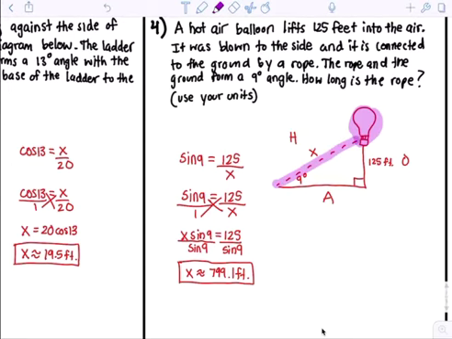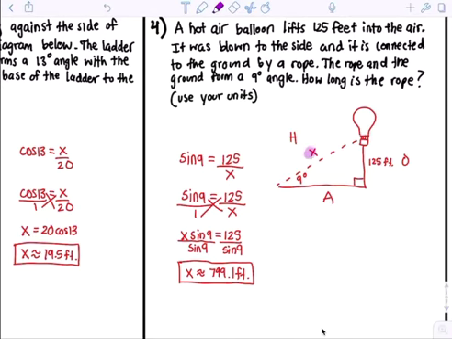So this is the rope, right? And it's 125 feet above the ground. The rope and the ground, so this is the ground, form a 9-degree angle. How long is the rope? So basically, you are solving for x. I would suggest you do a drawing to do this.